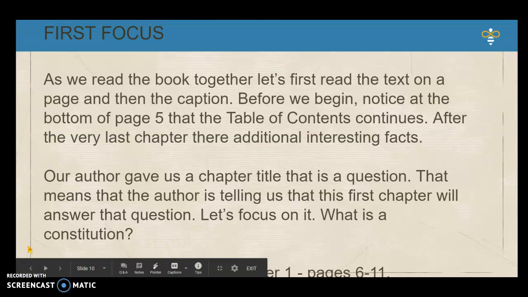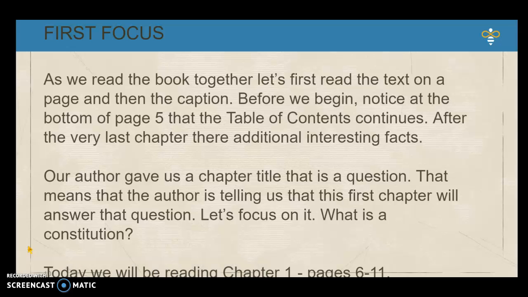First focus. As we read the book together, let's first read the text on a page and then the caption. Before we begin, notice at the bottom of page 5 that the table of contents continues. After the very last chapter, there are additional interesting facts. Our author gave us a chapter title that is a question. That means that the author is telling us that this first chapter will answer that question. Let's focus on it. What is a constitution? Today, we will be reading chapter 1, pages 6 to 11.